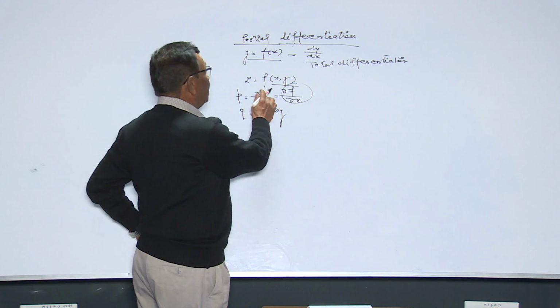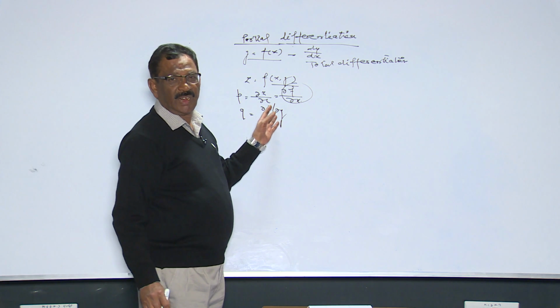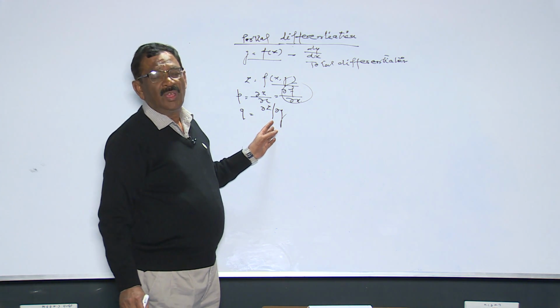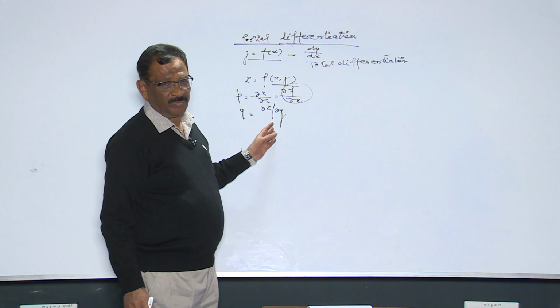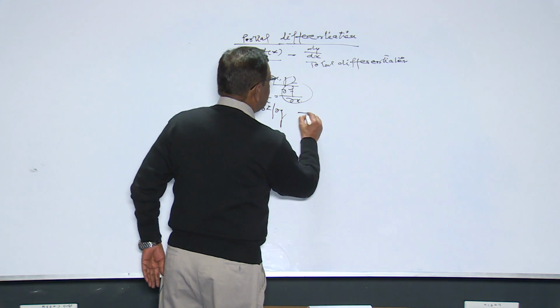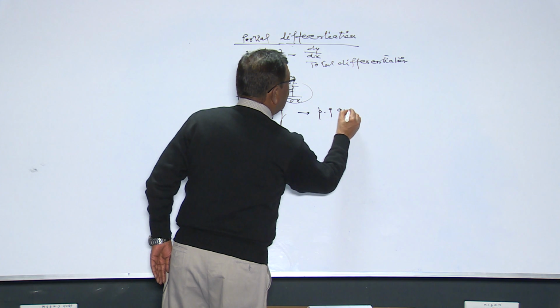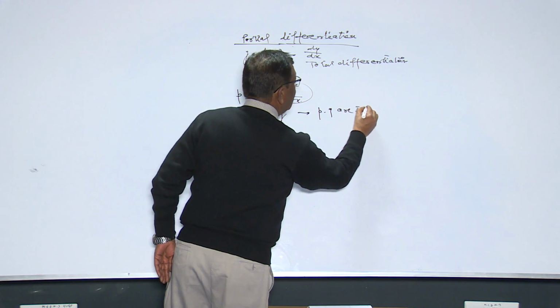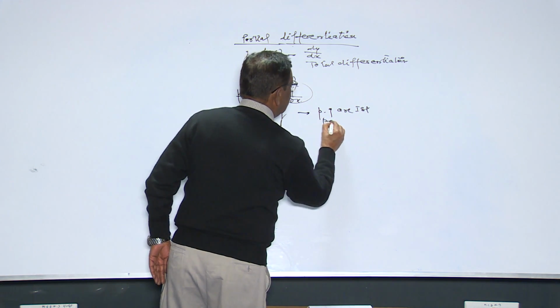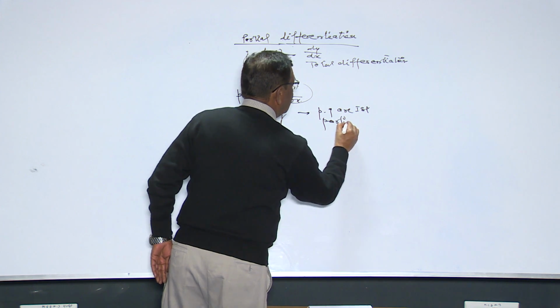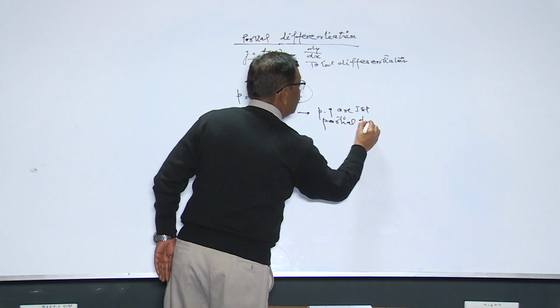These two, ∂z/∂x and ∂z/∂y, are called the first partial derivatives. p and q are the first partial derivatives.